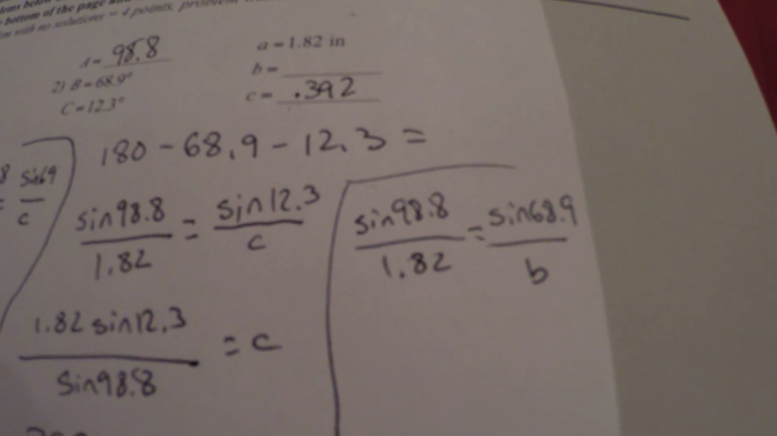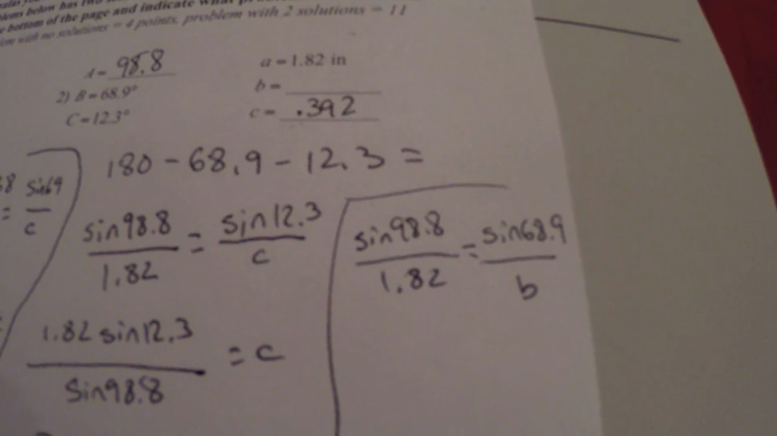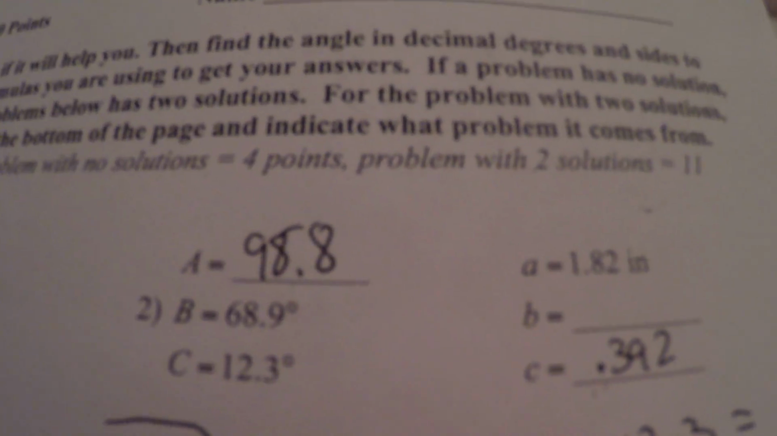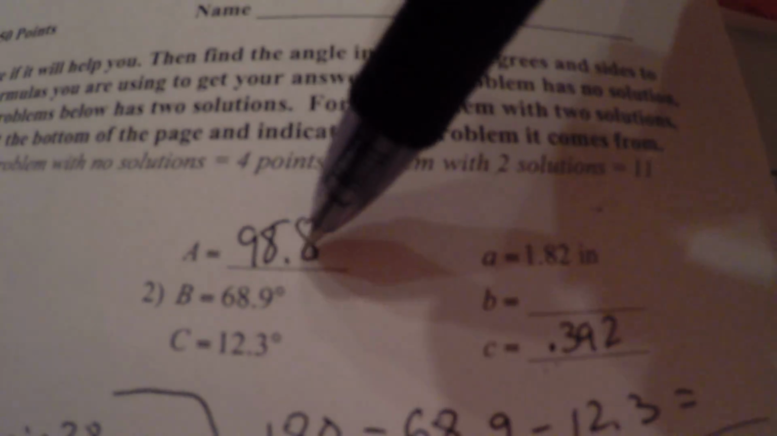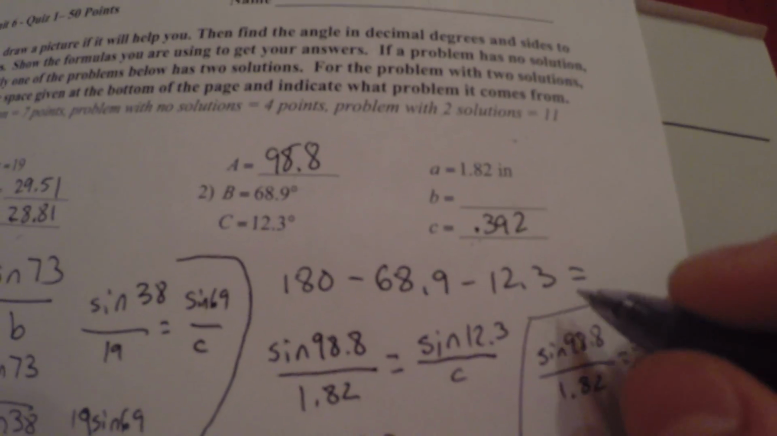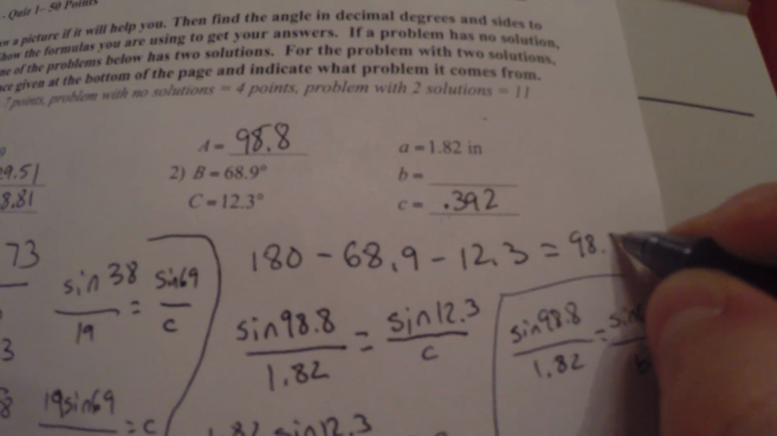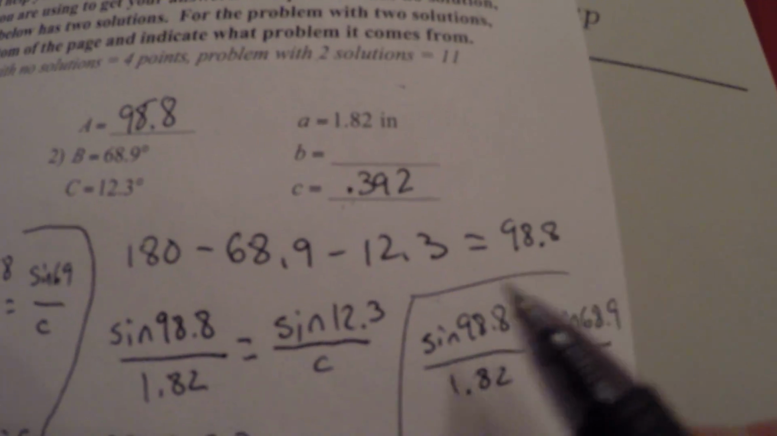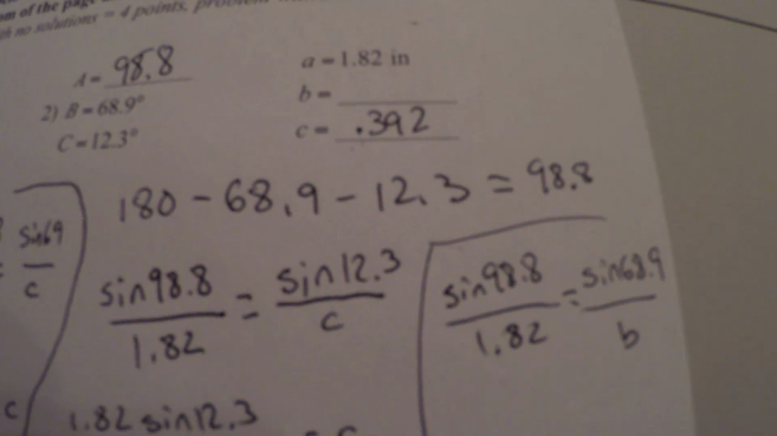Again, I want to emphasize that I use sine 98.8 divided by 1.82 because that's the more precise one. Now you could have turned to me and said, well, Mr. Anderson, that has a 0.8. But remember, we subtracted these from 180 initially right here, and when we did this, the decimals were precise. So this is as precise as it can be.